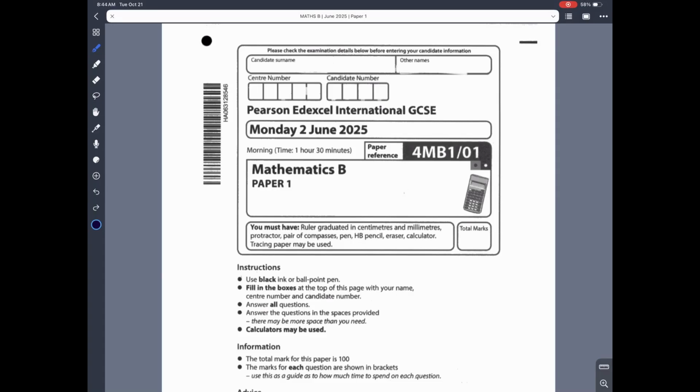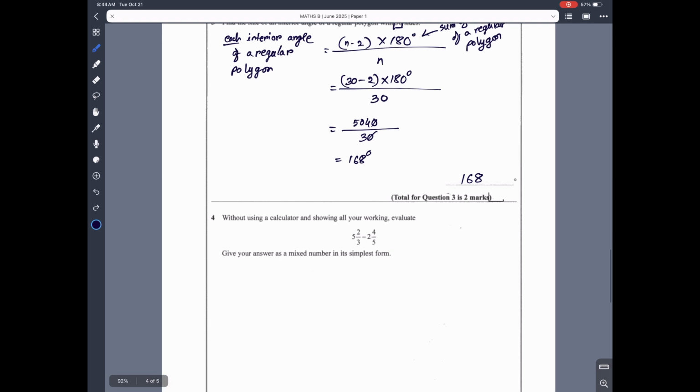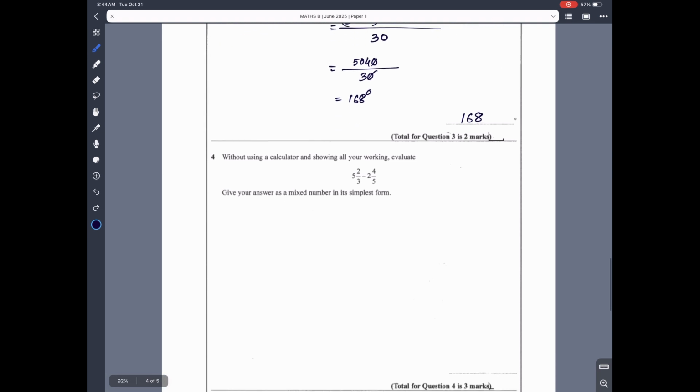So today we will be doing Maths BMA June 2025 Paper 1, question number 4. Without using a calculator and showing all your workings, evaluate 5 whole 2 by 3 minus 2 whole 4 by 5. Give your answer as a mixed number in its simplest form. So we cannot use the calculator.